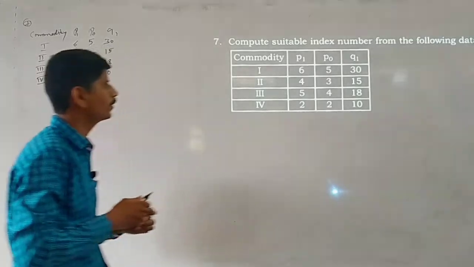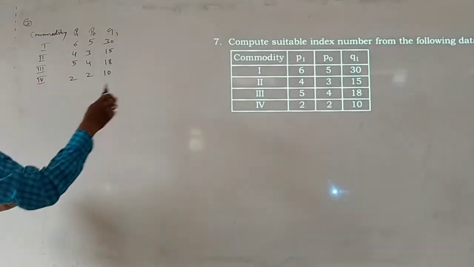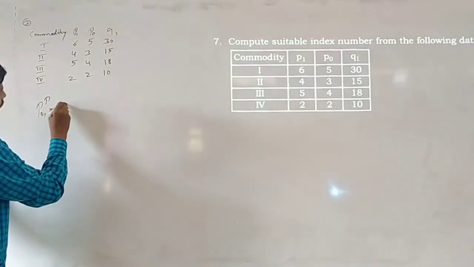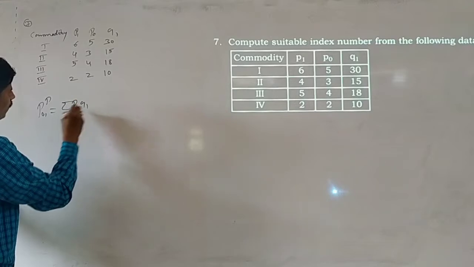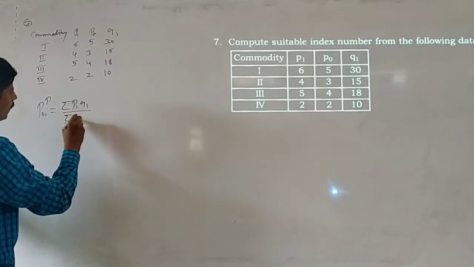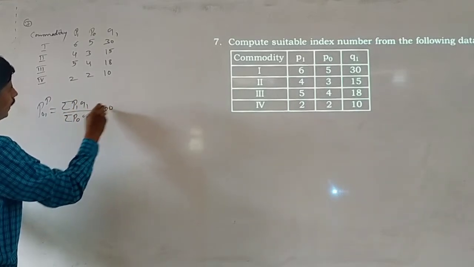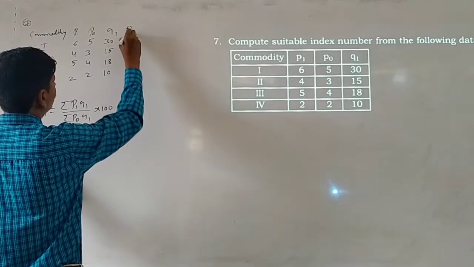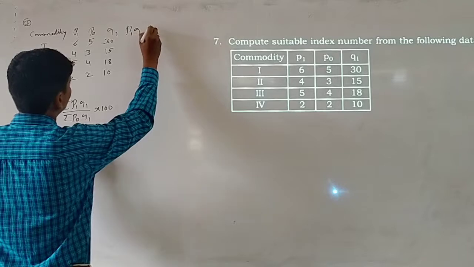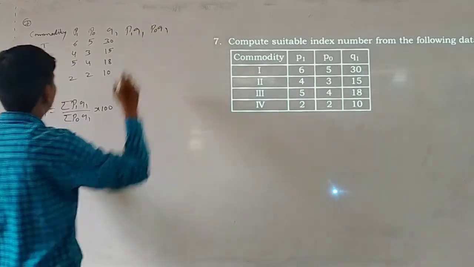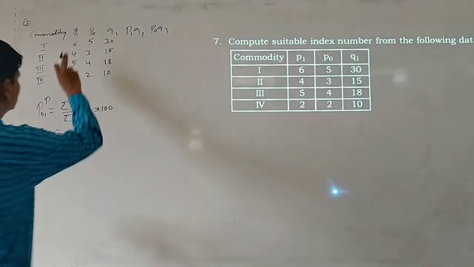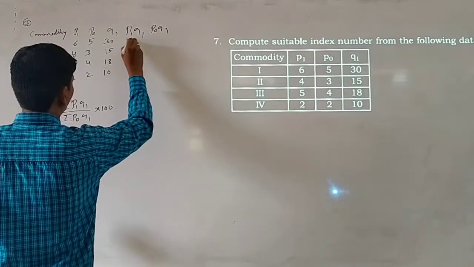Okay, here P1, P0 and Q1 values are given. That is P01 equal to sum of P1 Q1 by sum of P0 Q1 into 100. Here you have to multiply P1 into Q1 and P0 into Q1. Here P1 into Q1: 6 into 30 is 180.